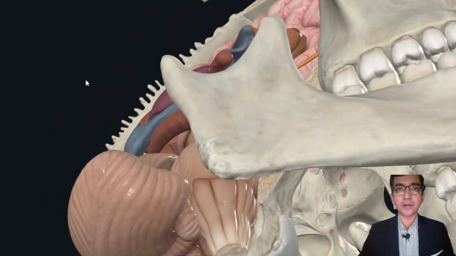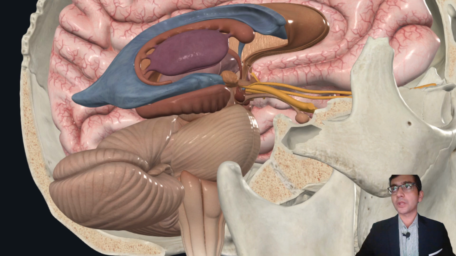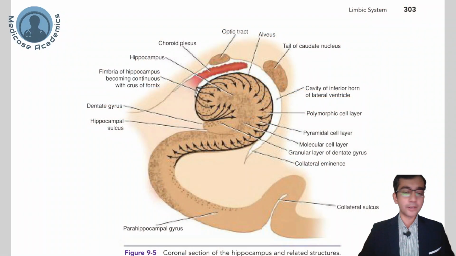So this expanded part, this is the pes hippocampus. All this part is the pes hippocampus. So what about the rest? For that I will take you to the picture in Snell's Clinical Neuroanatomy.